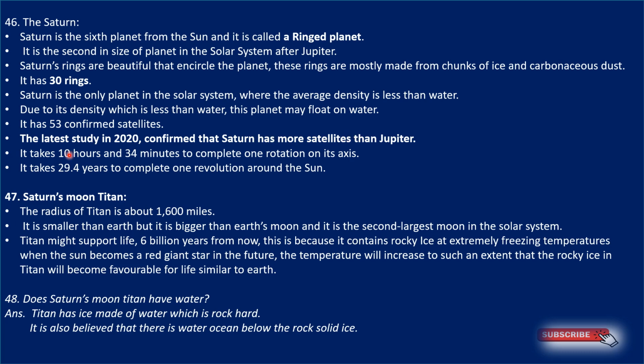Okay, Saturn takes 10 hours and 34 minutes to complete one rotation, and it takes 29.4 years to complete one revolution. Now, Saturn's moon Titan. This is very, very important, so carefully listen. The radius of Titan is about 1600 miles. It's smaller than the Earth, but it is bigger than the Earth's moon. And it is the second largest moon in the solar system.